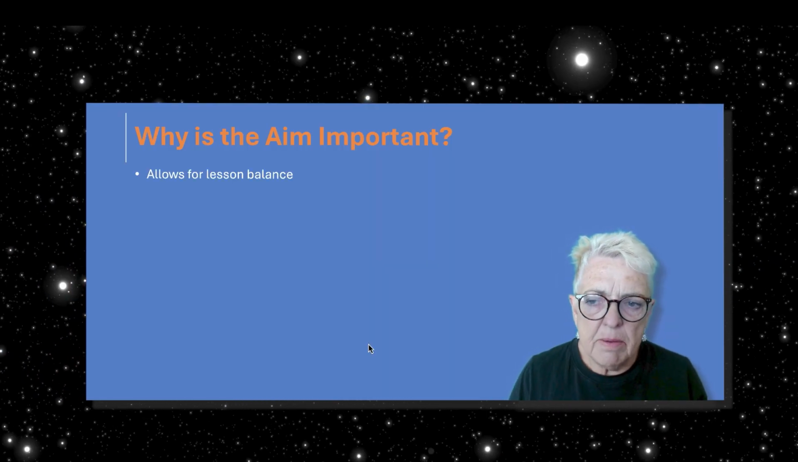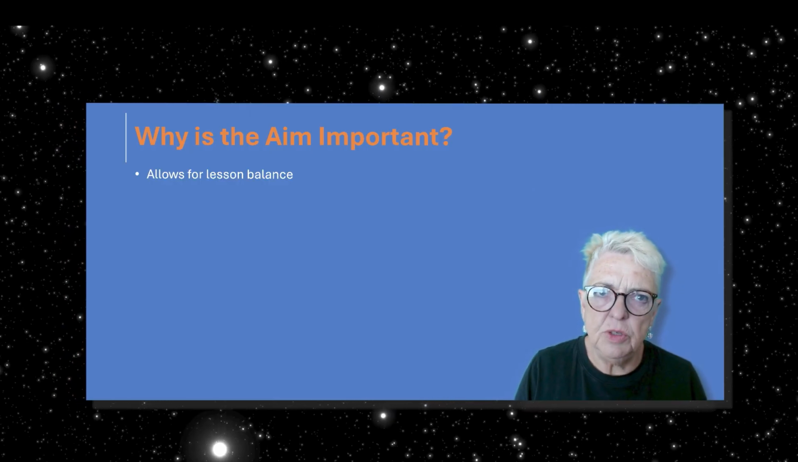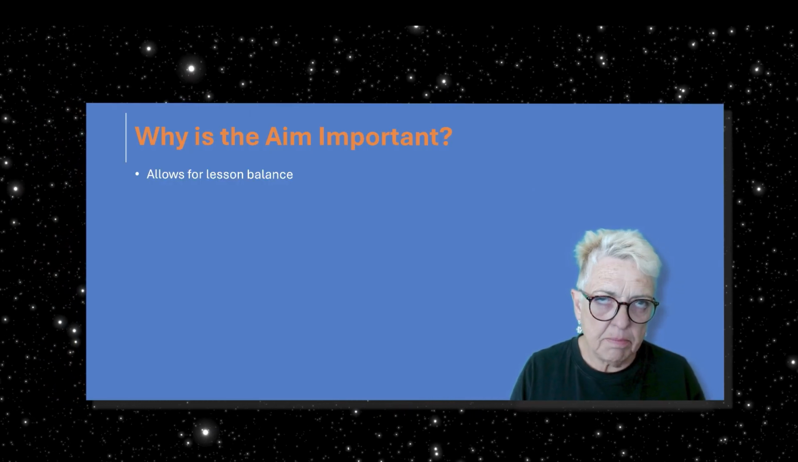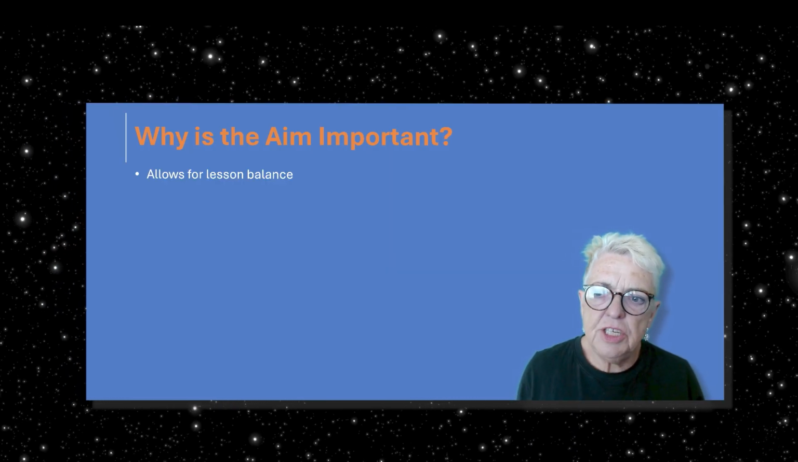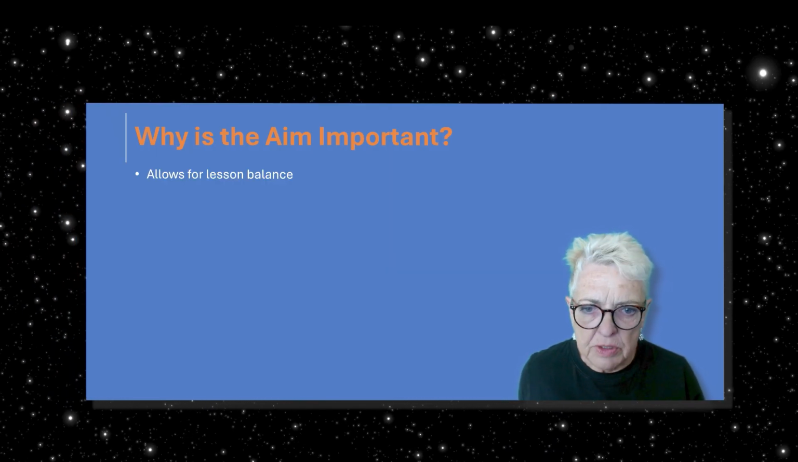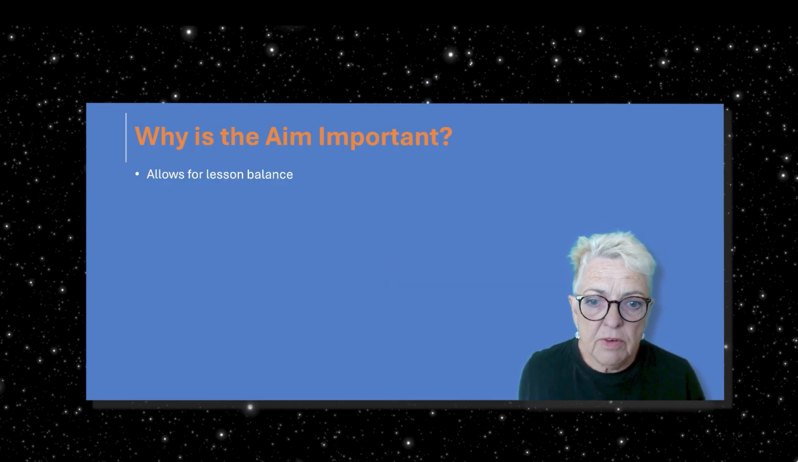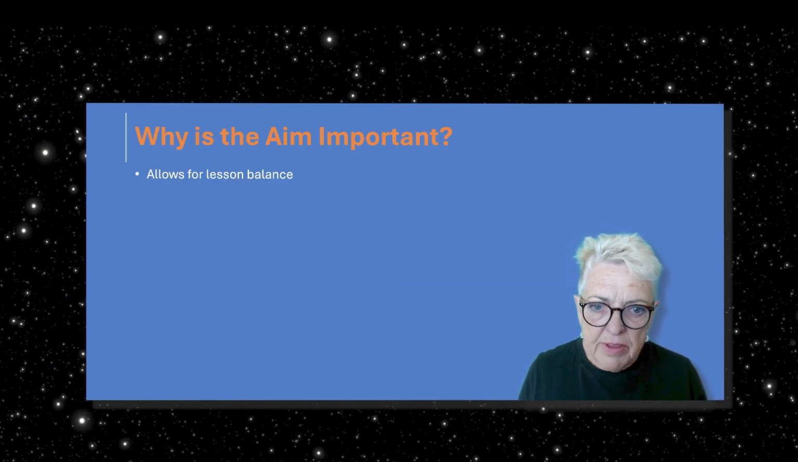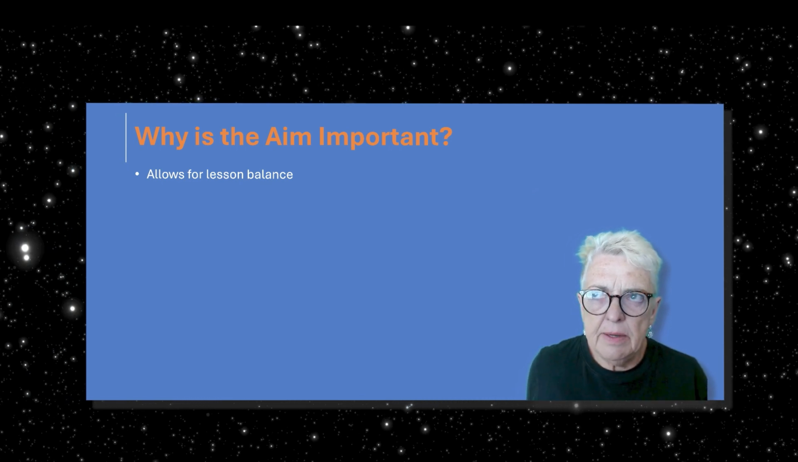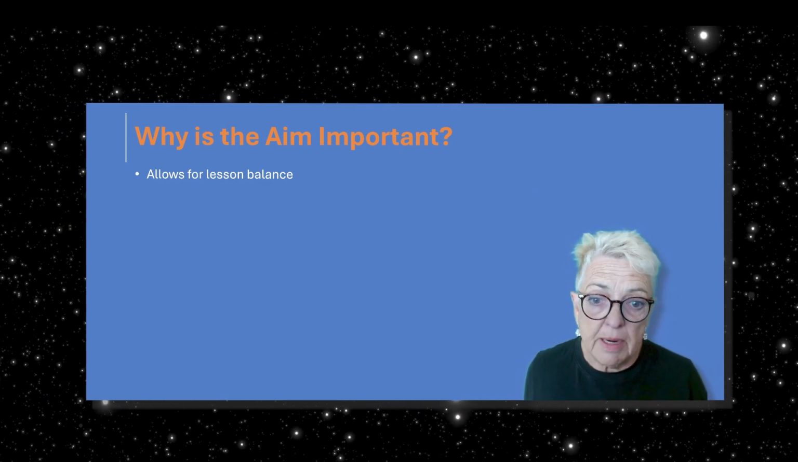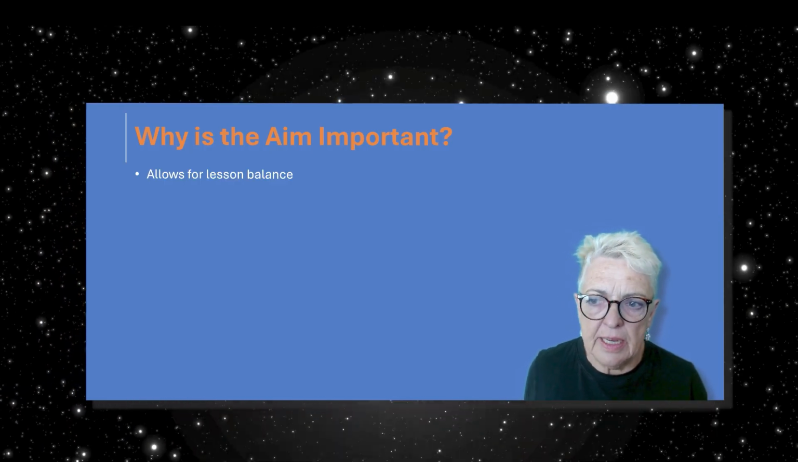They allow for balance in the lesson. Imagine that the aim is your destination. It's the purpose of the lesson. It's where you're going. The staging is the road, the route, and the aim is the destination. Once you've got a clear destination, everything falls into place. Everything's balanced. It's a bit like if you know your destination is just a place for a rucksack, that's all you pack. You don't need to pack a suitcase.